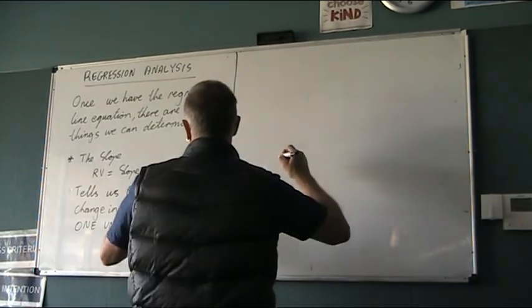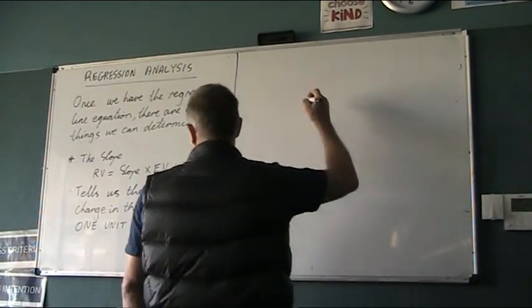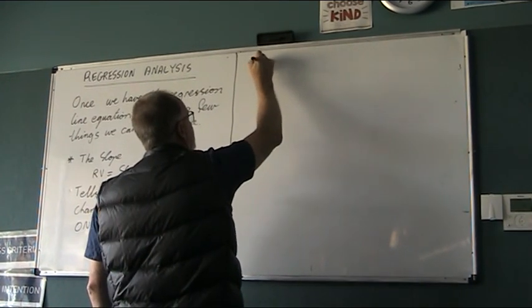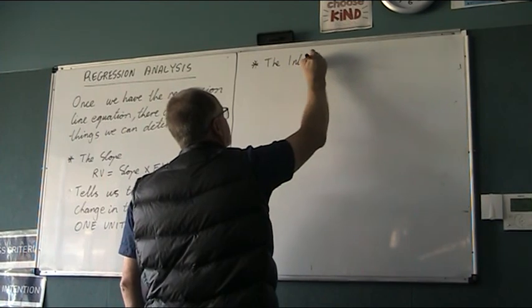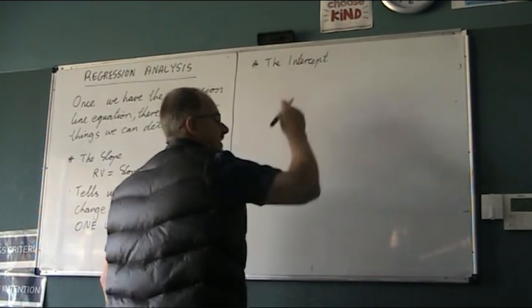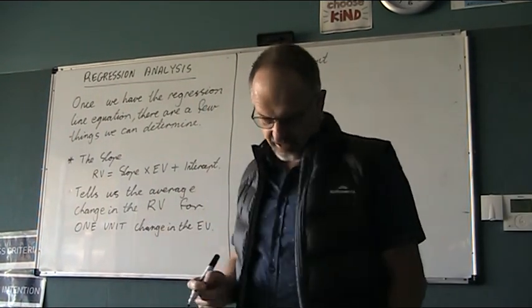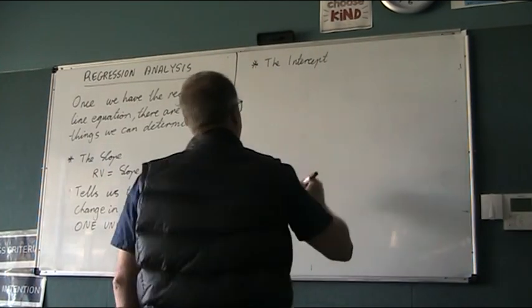Alright, the intercept, that's the other bit here on the end there. What does that tell us? It tells us the average value of the RV when the EV is zero.